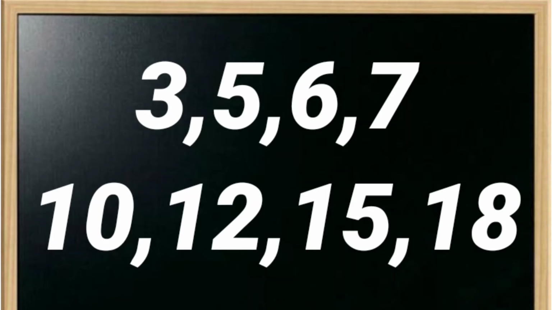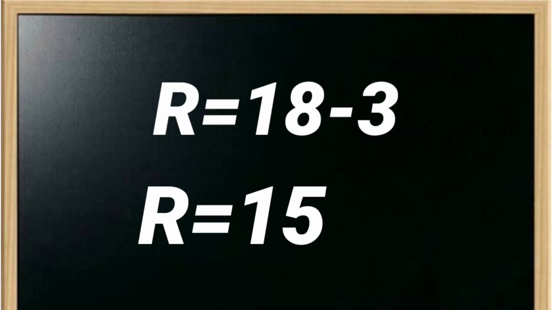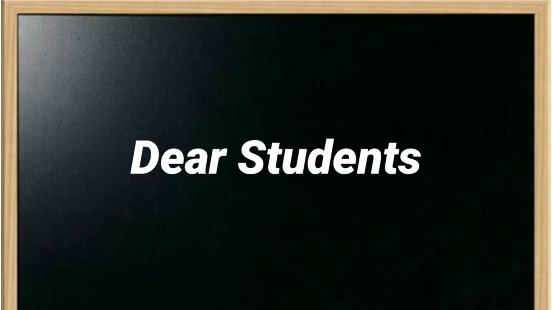The first term is here 3 and the last term is 18. X minimum is equal to 3 and X maximum is equal to 18. Now we find the range of the minimum and maximum value, that is R is equal to 18 minus 3 and R is equal to 15. So it is our range for the given data that starts from 3 and ends at 18.